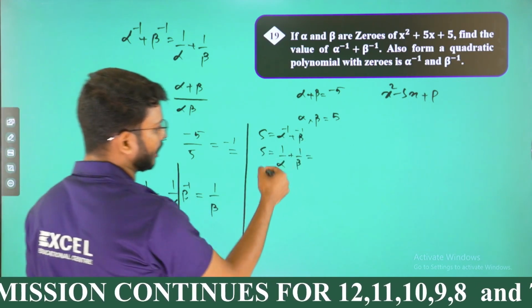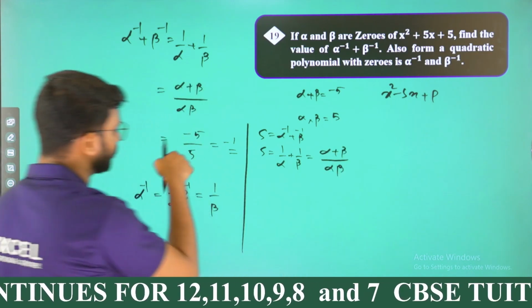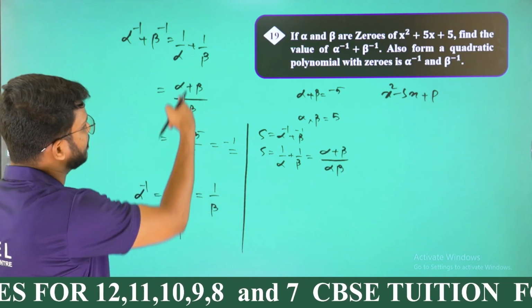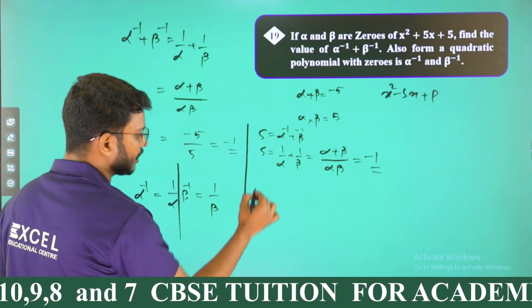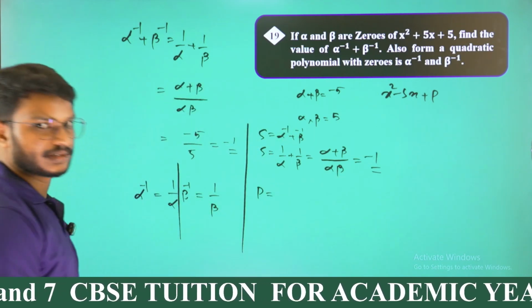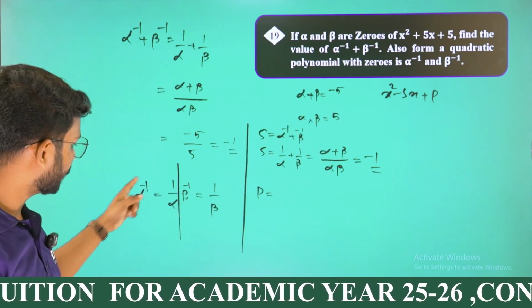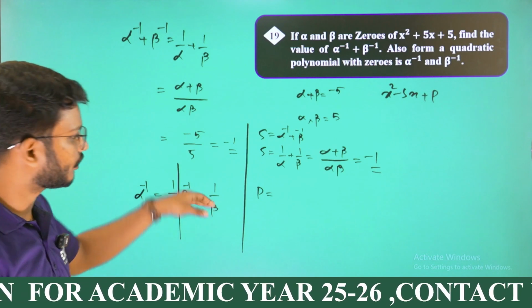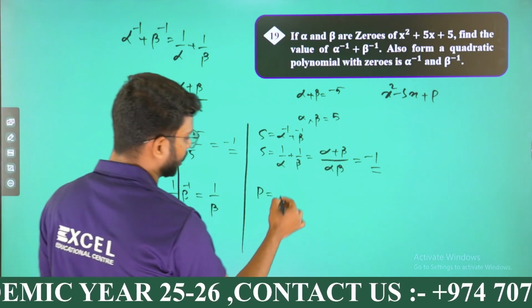So we can cross multiply, then it becomes alpha plus beta by alpha beta, the same equation we did here. Which is equal to minus 1, right? So we can directly write the answer minus 1. Then for the product, now we are forming a new quadratic polynomial. Its zeros are 1 by alpha and 1 by beta. So we have to find the sum and product again, right? So this is the sum and product.